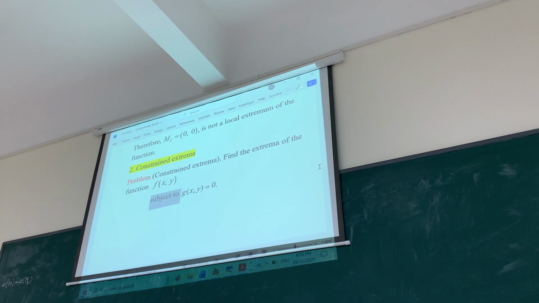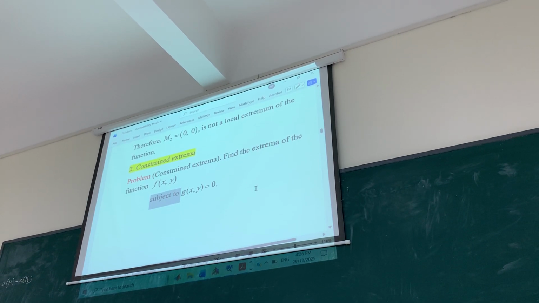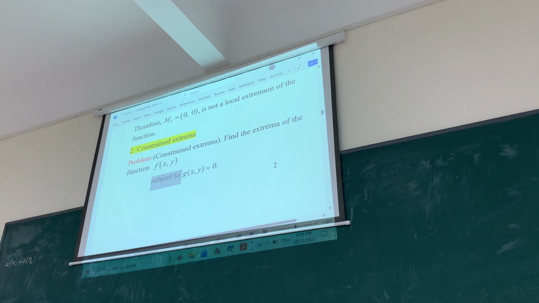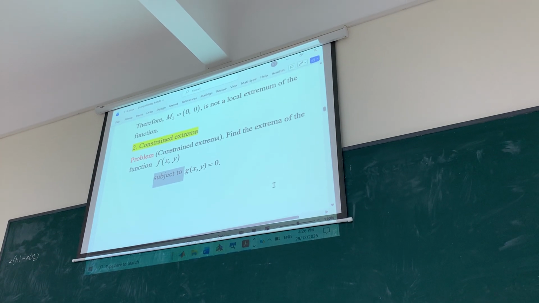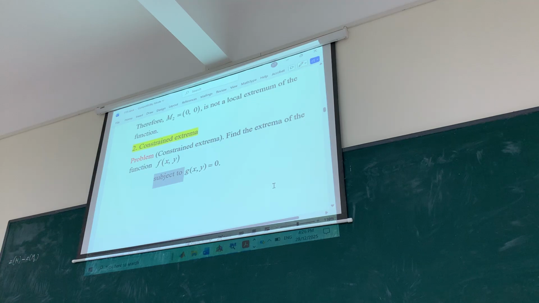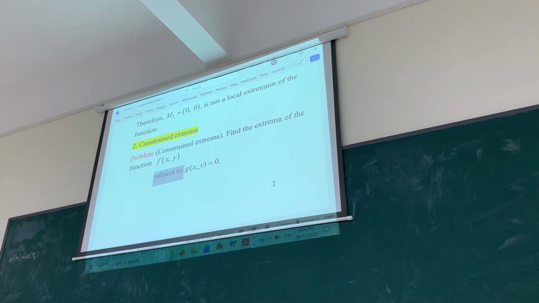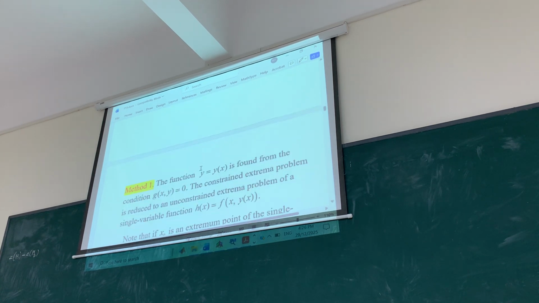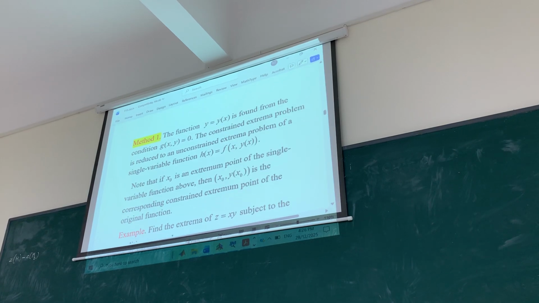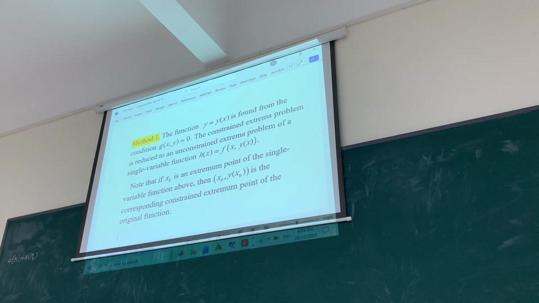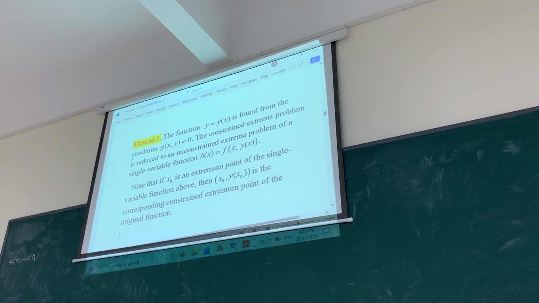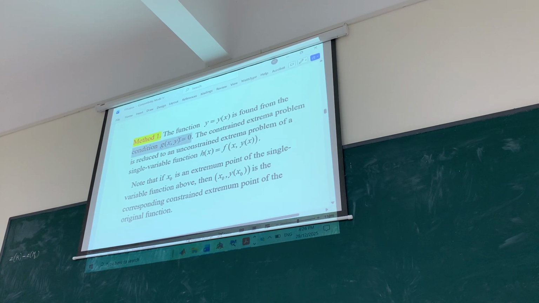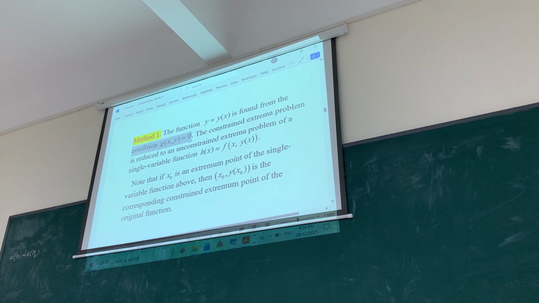Okay? Now, to continue, let's look at the way to find constrained extrema. How to find that? In this subject, I mention two methods to find constrained extrema. The first method: based on the condition z(x, y) = 0.